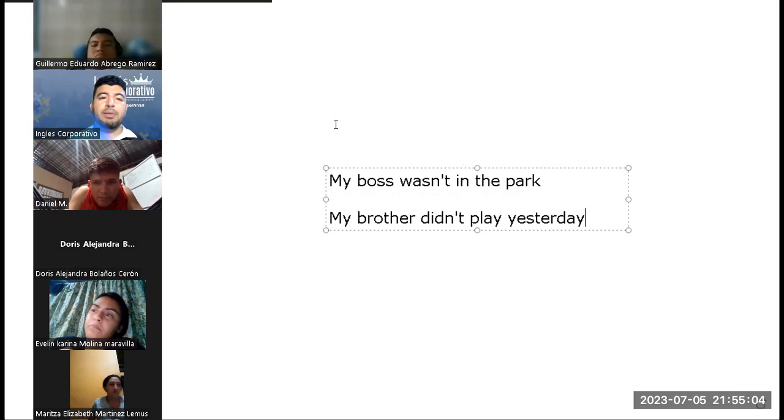Okay, I'm going to call you one by one. Lo llamo uno por uno. And please try to select one of these. Verb be or action verbs. O seleccionen ya sea el verbo to be o cualquiera de simple past de verbos. Okay. Les doy un minuto para que preparen su oración. And be ready when I call you.